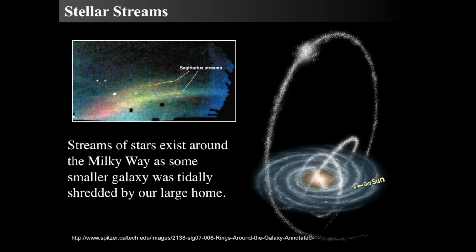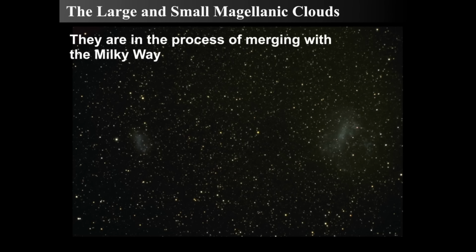And so the Spitzer Space Telescope was able to use infrared view to actually find these stellar streams that orbit our Milky Way. And these stellar streams are thought to be the remnants of dwarf galaxies that have collided with our Milky Way. And in fact, the large and small Magellanic clouds are in the process of merging with the Milky Way, and dynamically they will merge with the Milky Way in the future.